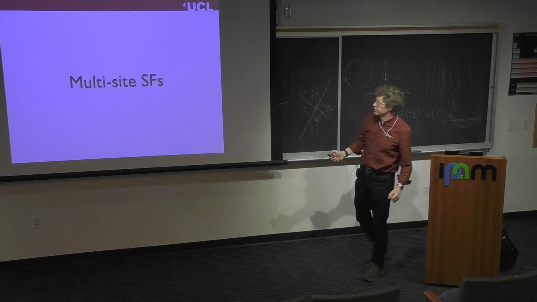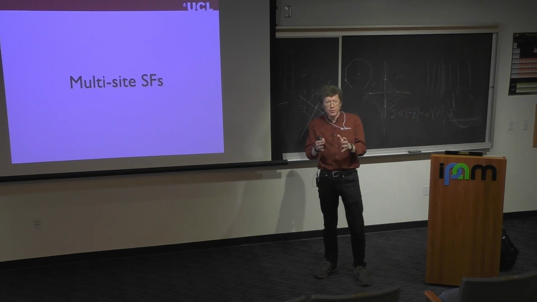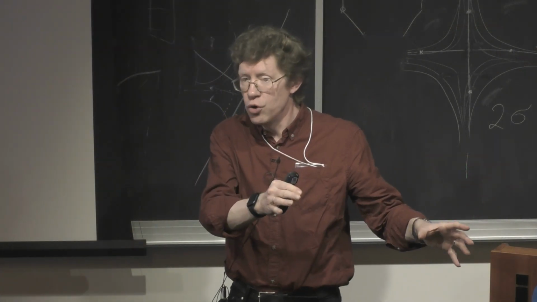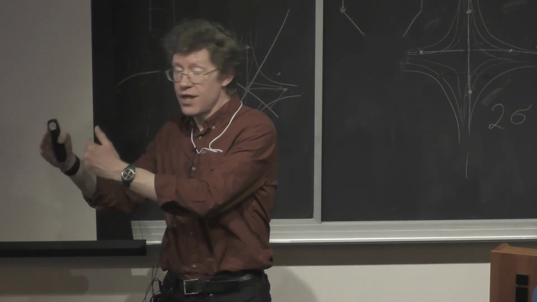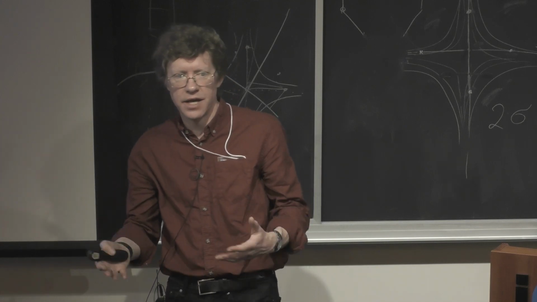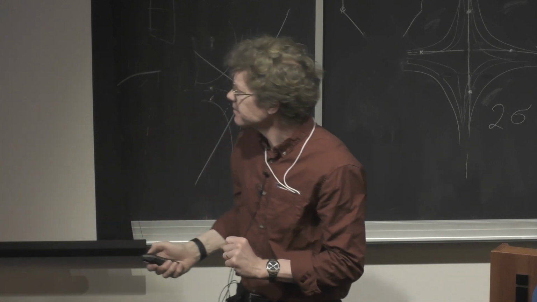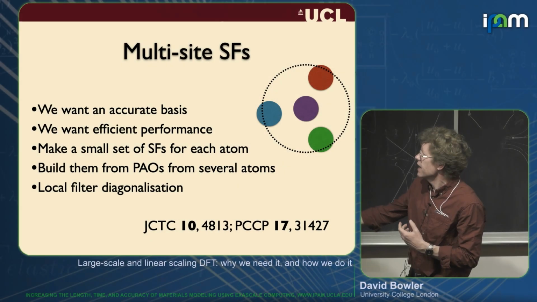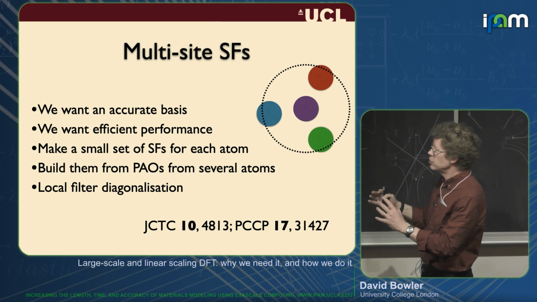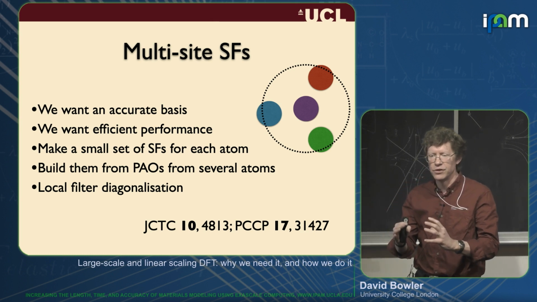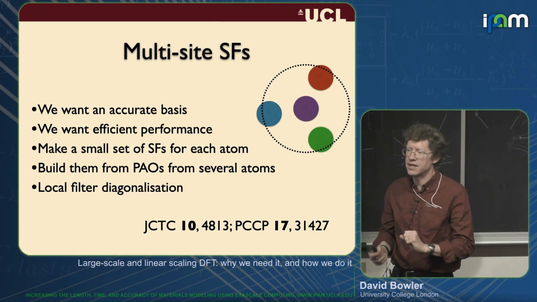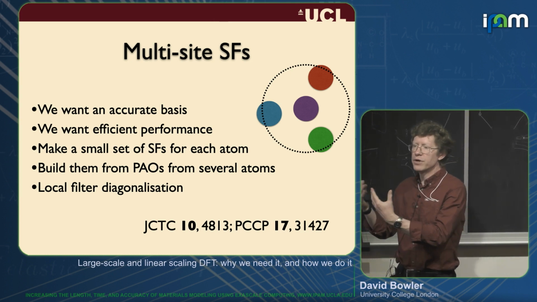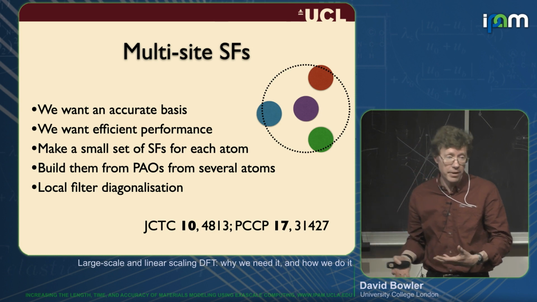So multi-site support functions, this is the way that we're bridging between the relatively small 1,000 atom calculations and the reasonable 10,000 atom calculations, but all still done with exact diagonalisation. Essentially what we want is an accurate basis set, but efficient performance. So we're going to shrink down the set of support functions for each atom to essentially the same number as a minimal basis, but keep that as a large and accurate basis set.